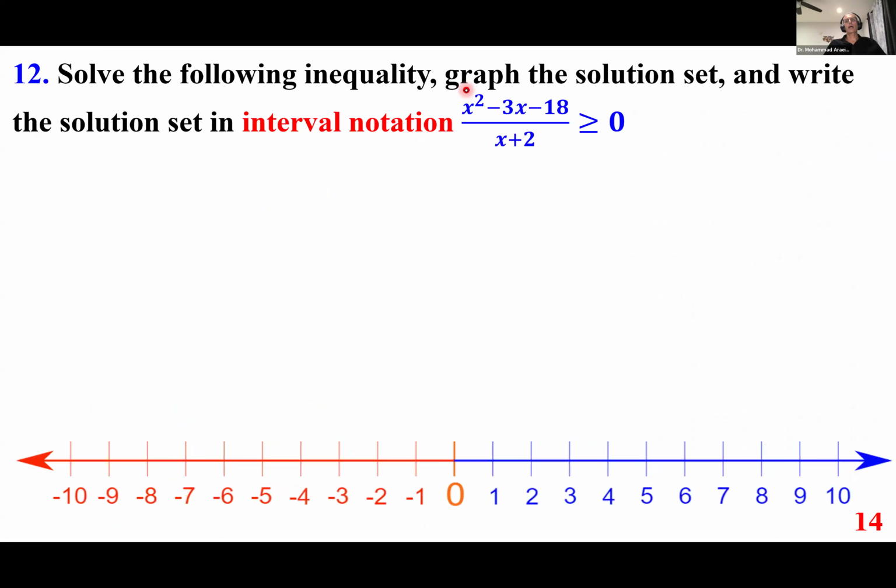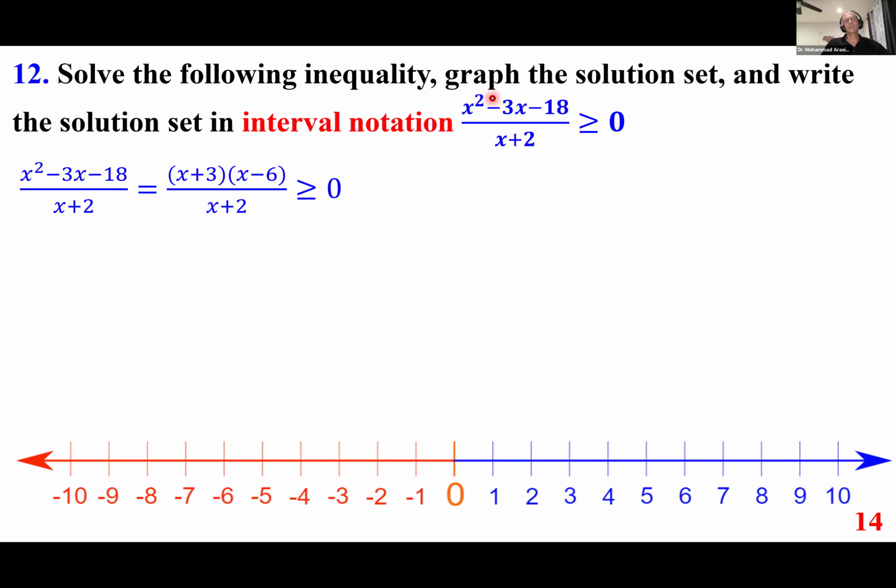Solve the following inequality, graph the solution set, and write it in interval format. So to do so, we are going to factor the top and the bottom. So the top, you want two numbers. The product is negative 18. The sum is negative 3. So you get positive 3 and negative 6. That's the first thing. And of course, if you can simplify, you must.